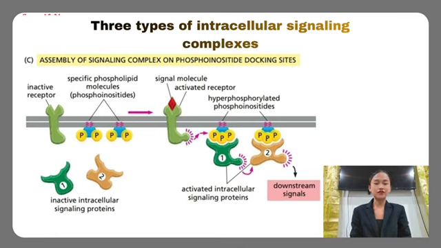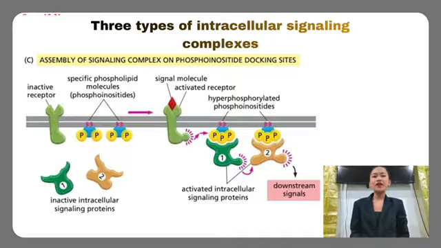If you wondered, what are phosphoinositides? Here is a simple explanation.